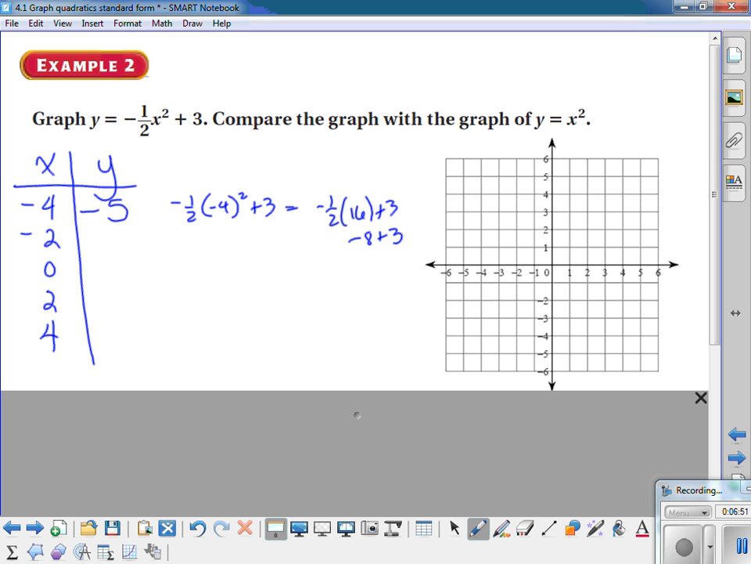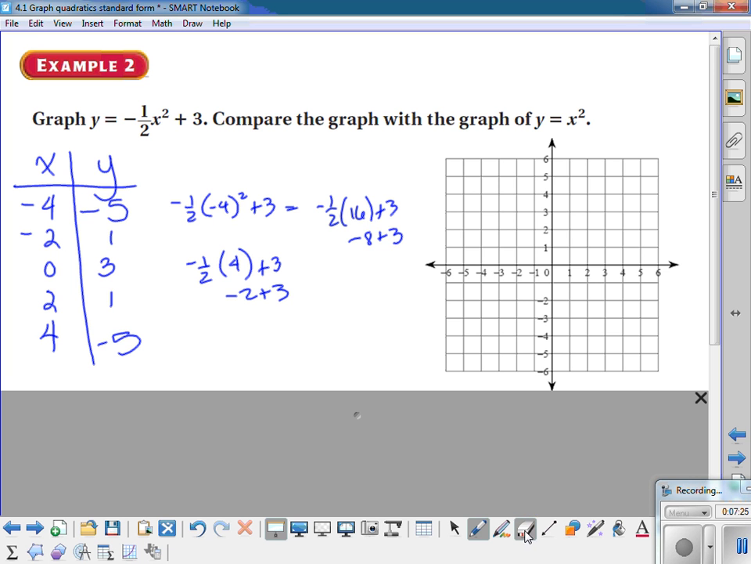So am I going to get the same thing when I put in positive 4? Yes, I am. Okay, and then for the negative 2 times negative 2 gives me positive 4, and then plus 3. So negative 1/2 times 4 is negative 2 plus 3, so that equals 1. And I'll get the same thing with a positive 2. And when I plug in 0, what am I going to get? 3. Be careful. Don't forget about that plus 3.